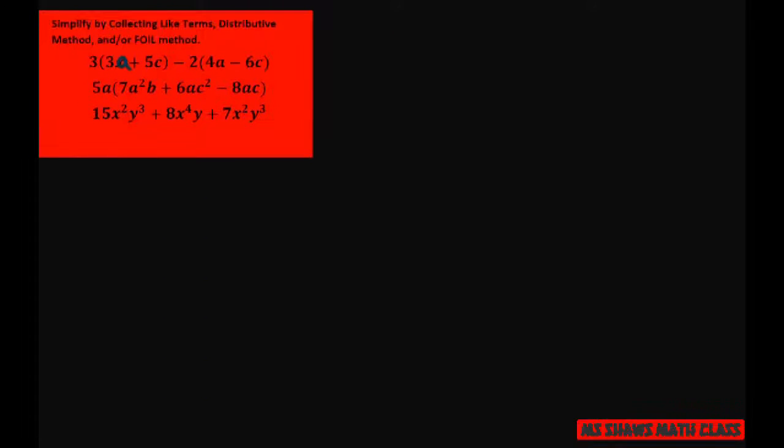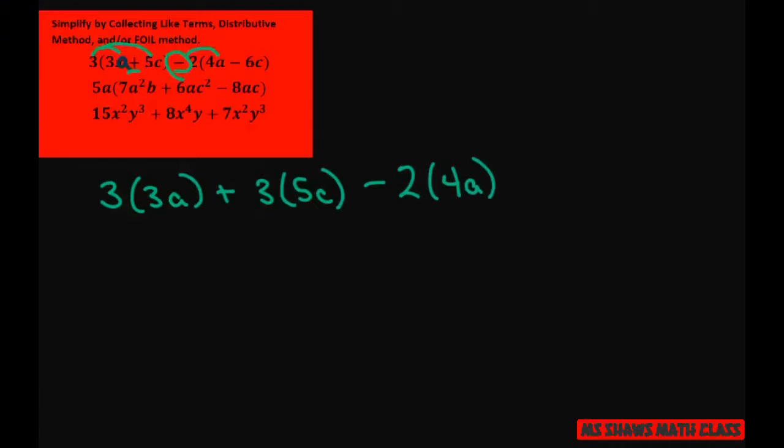So the first one, we're going to distribute. So you get 3 times 3A plus, always copy down your operator, 3 times 5C. Now here, always be careful with this negative. So that's going to be minus 2 times 4A minus 2 times negative 6C. So anytime you hear yourself say minus a negative, that's going to turn to positive.